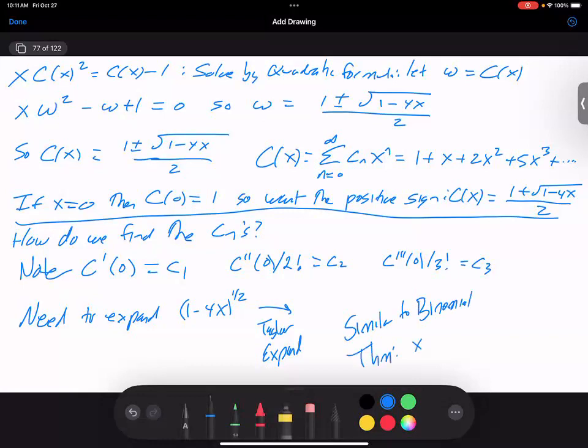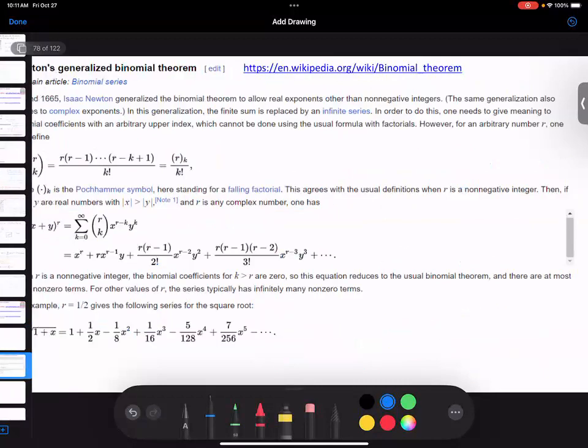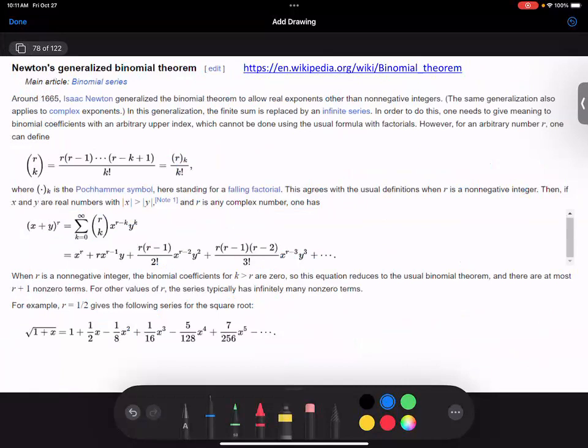And for that, if I gave you x plus y to the n, that was the sum, k goes from 0 to n, of n choose k, x to the k, y to the n minus k, or x to the n minus k, y to the k. It doesn't really matter which way you do it. This looks very similar to the binomial theorem. The difference is we have a 1/2. So it turns out there is a generalized binomial theorem.